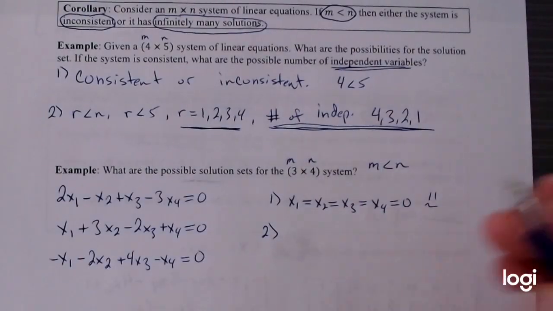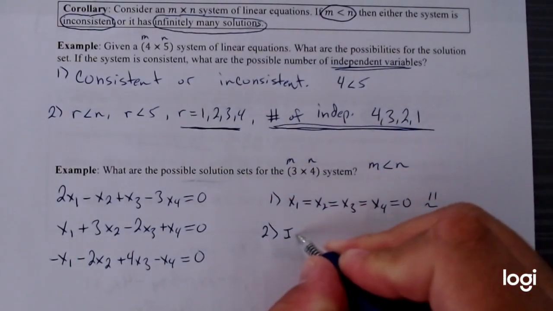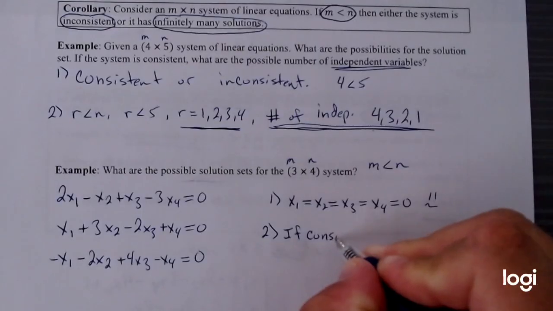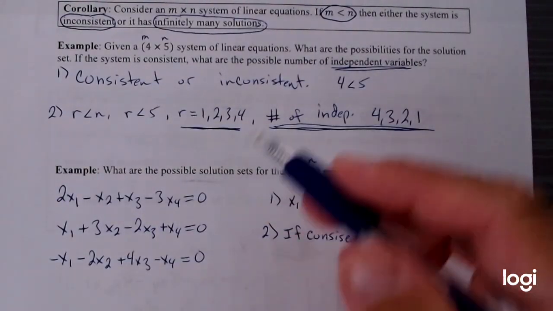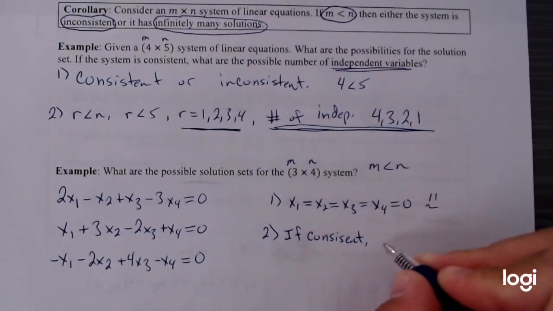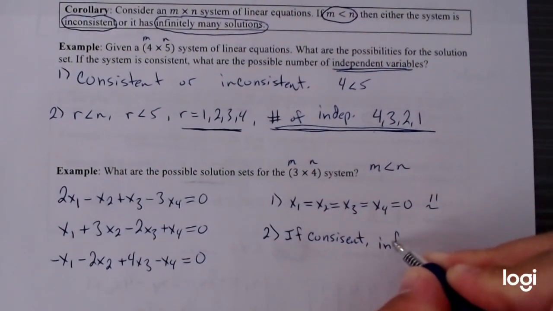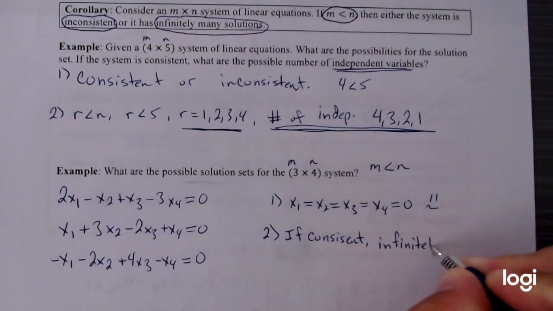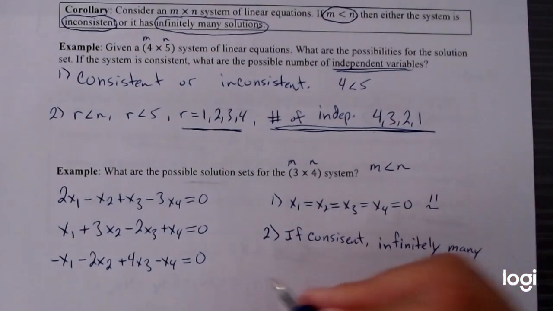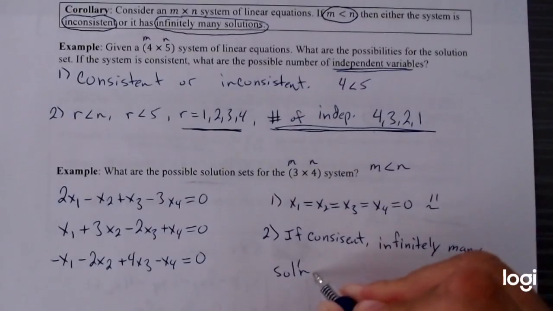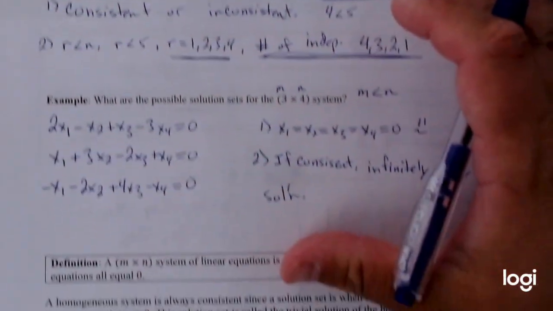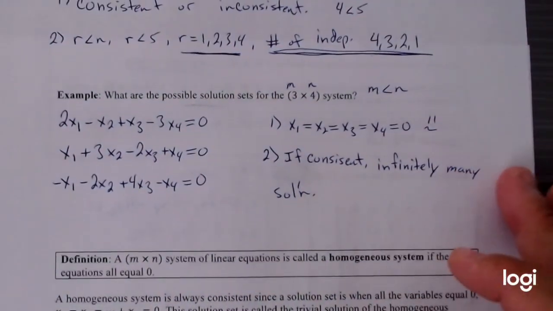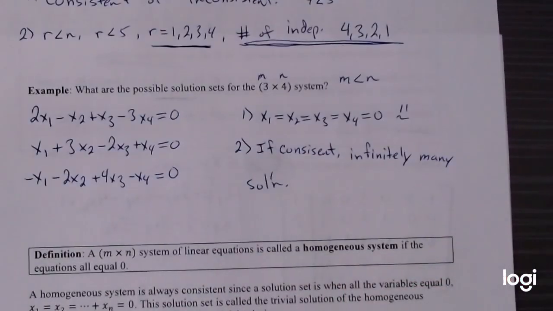Okay. The second situation was, well, if it's consistent, we have infinitely many solutions. And we're done. Interesting one, right? Again, a little bit more theoretical section than what you may think. Okay. All right.